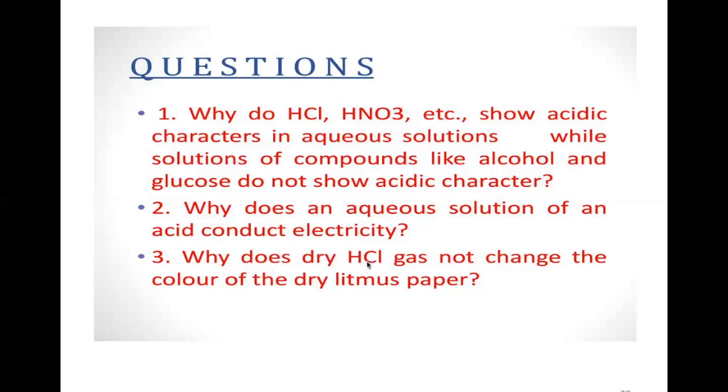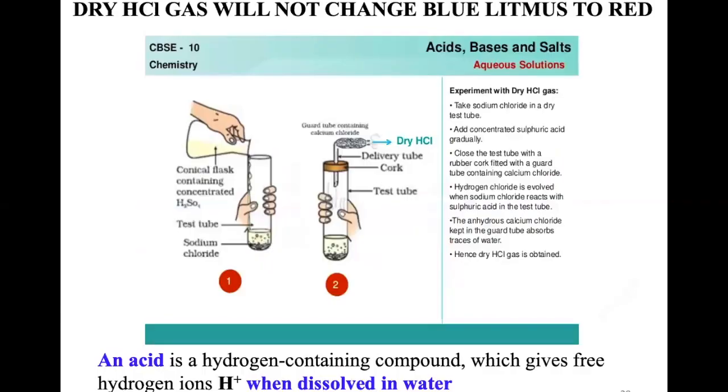Why does dry hydrochloric acid not change the color of dry litmus paper? Okay, to understand this, I have to teach you an experiment. Let us go to this experiment. So, take a test tube, put in NaCl, the salt, which we call common salt at home, and add H2SO4 to it. Close it with a cork with a delivery tube. In front of the delivery tube, you have to put a guard tube. This guard tube will have calcium chloride.